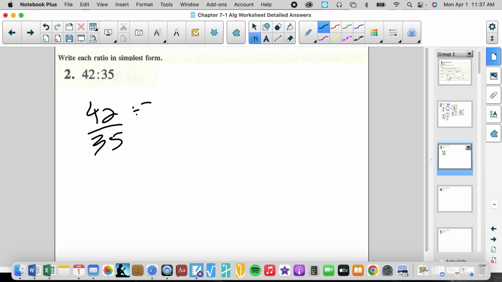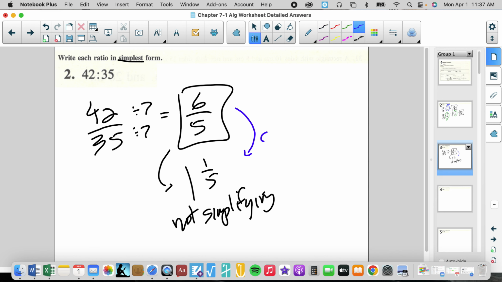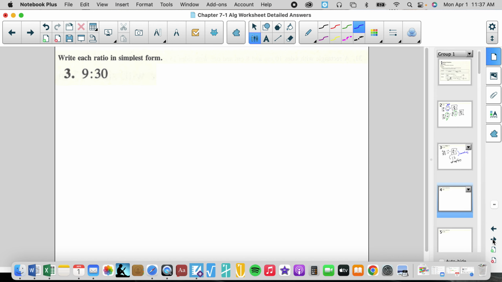42/35, we're going to reduce it by 7. And we should be able to see common factors. Simplifying is not this. This is called converting. You're converting from an improper fraction to a mixed number. That is not simplifying a fraction. Very important concept to be able to understand.